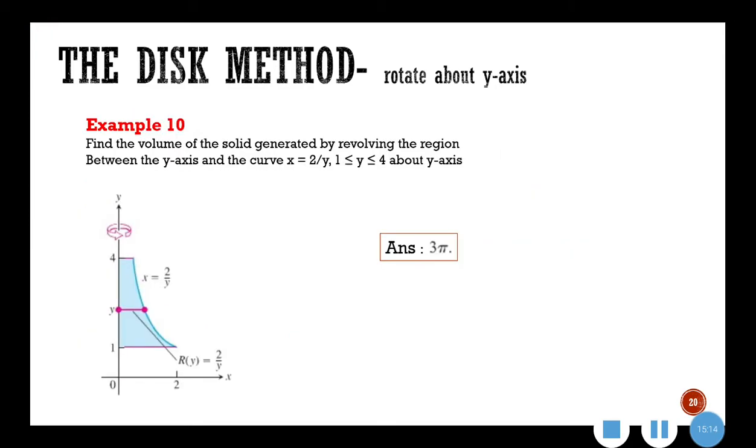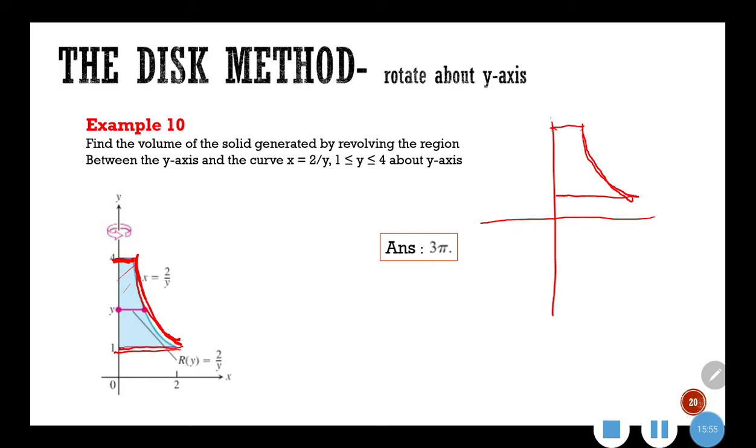Okay, now look at example 10. Find the volume of the solid generated by revolving the region between the y-axis and the curve x equals 2 minus y. The curve x equals 2 minus y ni given to you already, where the curve is like this. Since it is bounded by y equals 1 and y equals 4, ni dia punya region. Then when you rotate about the y-axis, nampak tak? Dia macam ni. Sorry lah tak cantik sangat. Macam ni.